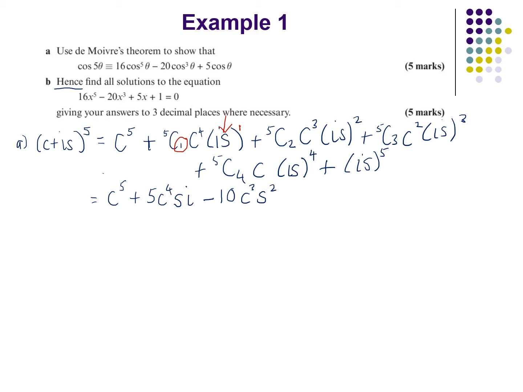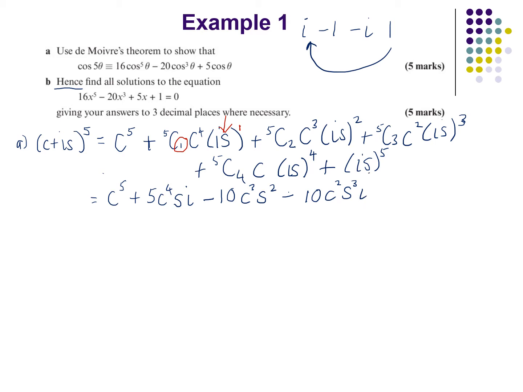Okay, now I'm doing i cubed. Just a little aside, if you don't remember the powers of i, you can write them out to help you. It goes i squared is minus 1, i cubed is minus i, and i to the 4 is 1, and then it cycles round again. Okay, so i cubed is minus i. Okay, 5 choose 3 is 10, so I get c squared s cubed i.